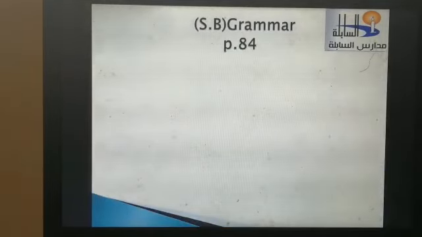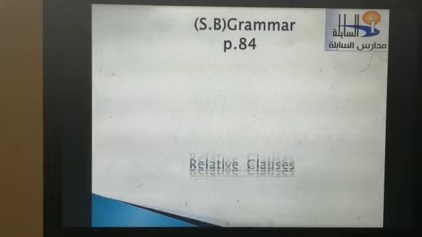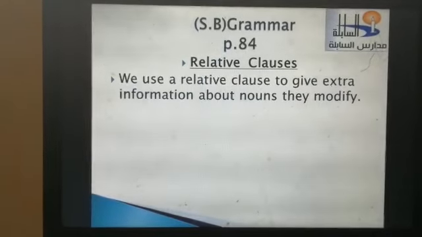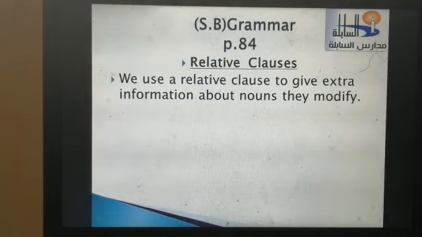Grammar page 84 student book. Relative clauses. We use a relative clause to give extra information about nouns they modify. So our lesson will be about relative clauses, and we use this relative clause to give extra information about the nouns they modify.